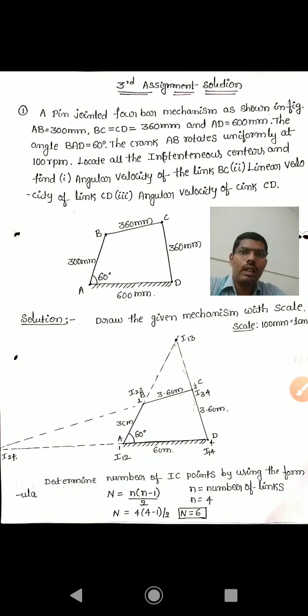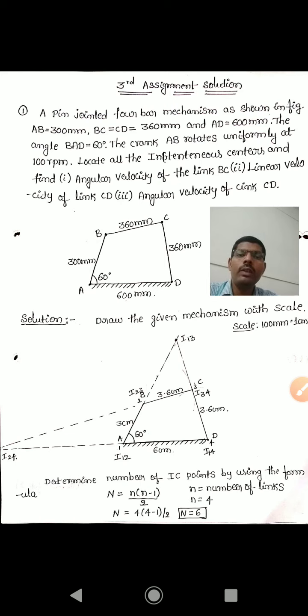How to solve the problem? We already know that 3-bar and 4-bar mechanisms are the most commonly used mechanisms. Here they are asking to determine the IC points. IC means instantaneous center. Instantaneous center is nothing but the center with respect to which the link is going to rotate. For example, in the 4-bar mechanism, by seeing the mechanism itself, we can say that there are 4 centers, meaning each link is going to rotate about a center.